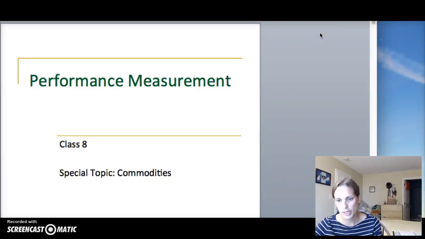Alright, welcome to Class 8. This week we are going to talk primarily about performance measurement, which is the definition and use of specific indicators to measure the outcomes and efficiency of a program.